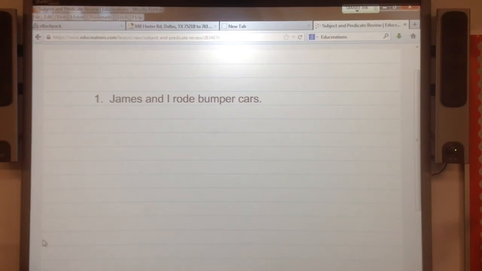Well, how do you think you did? Let's look. I know that the subject is the thing doing the action or the thing being spoken about. I know the action here is riding, or rode in the past tense. So I'm pretty sure that's at least part of the simple predicate. And I ask who or what rode, and I know I rode. But not just I rode, James and I rode. So I have two subjects here and a predicate.